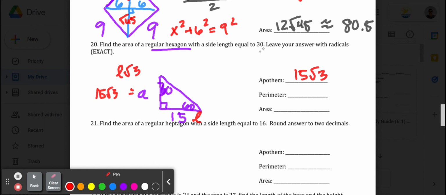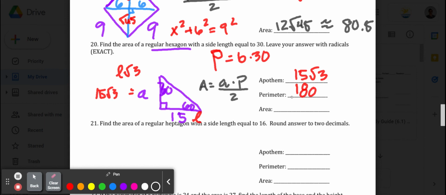The perimeter is side length of 30, there's 6 of them, so perimeter is equal to 6 times 30, which is 180. And then again, my formula is area equals apothem times perimeter divided by 2. So that's 15 rad 3 times 180, and then divide by 2. So I get 1350 rad 3. And I don't see units, so I'm going to put square units.